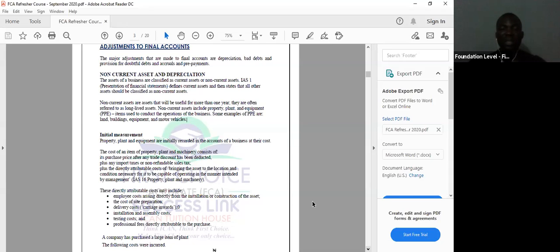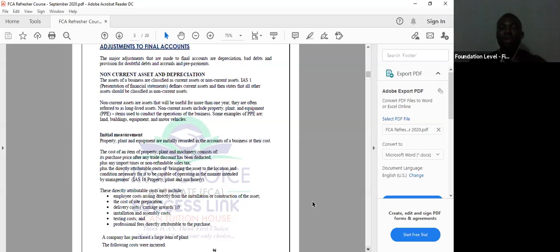Now, according to the standard IAS 16, any cost that is reasonably incurred to bring the asset to the state that will be ready for use should all be added together, and that will now form our total cost of the asset.